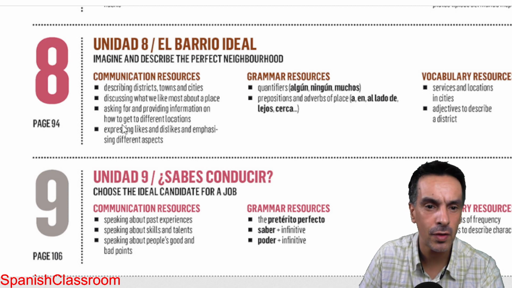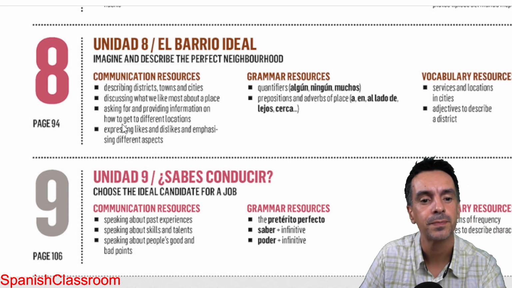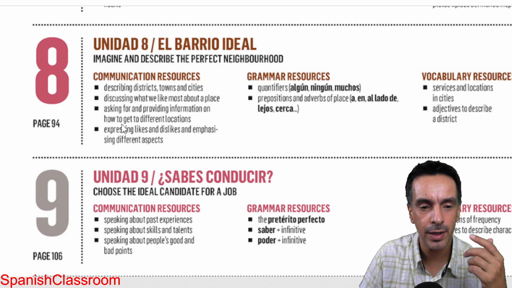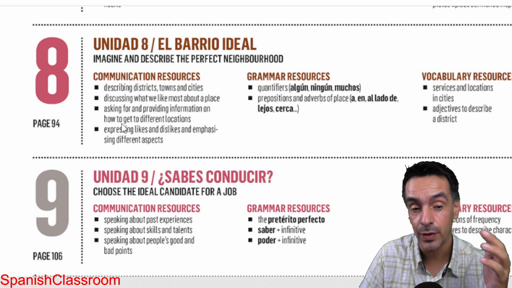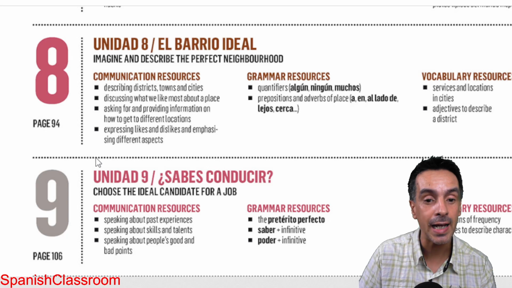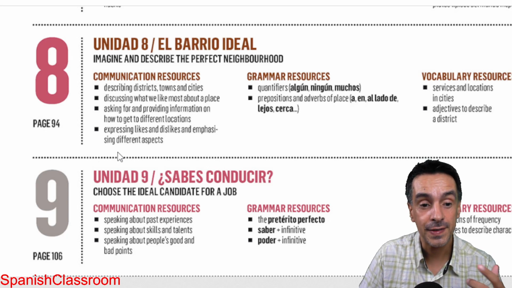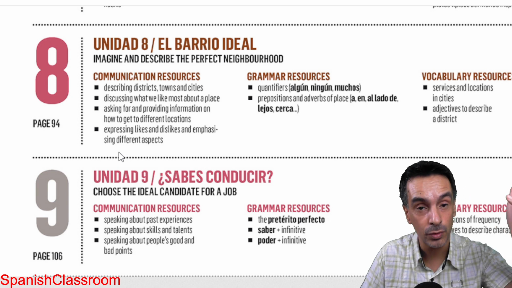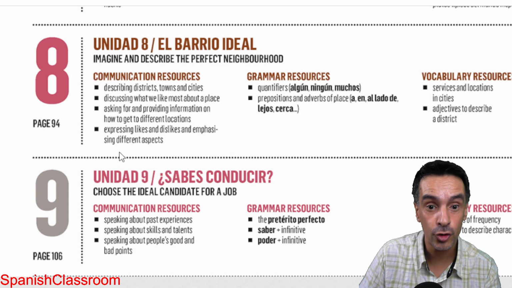Communication resources: describing a district, the town, cities. You can describe the city, your country, asking and providing information about it. How is it different, where is the different location, expressing likes and dislikes, and emphasizing different aspects. You know, there is a mountain, there is a lake, there is a metro.